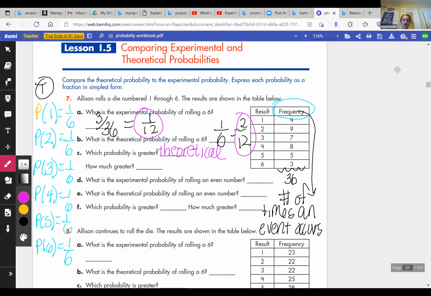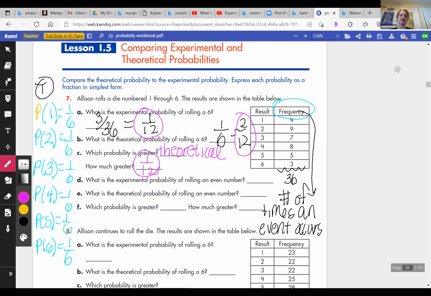How much greater means how much bigger is 2/12 than 1/12. 2/12 take away 1/12 is 1/12, right? When you subtract fractions, you keep the denominator and subtract the numerators. Okay, great. So what is the experiment of rolling an even number?